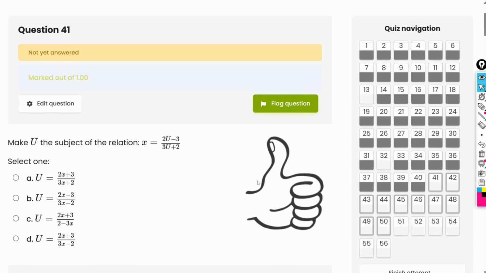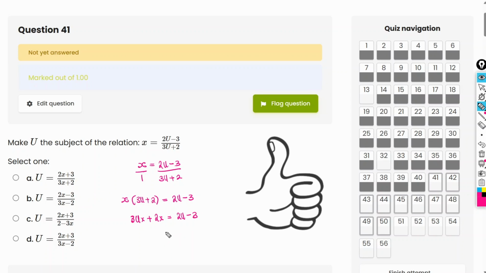Question 41 says, make u the subject of the relation. So we have x is equal to 2u minus 3 over 3u plus 2. All right, so I can cross multiply this. I would have x times 3u plus 2 is equal to 2u minus 3. So this becomes 3ux plus 2x is equal to 2u minus 3.